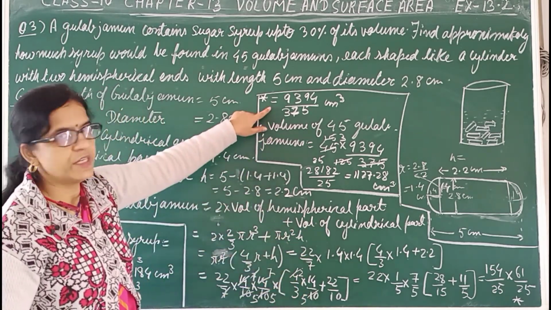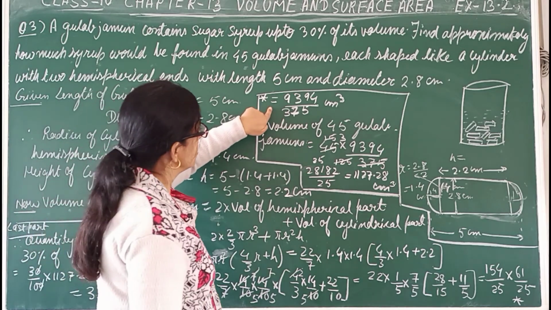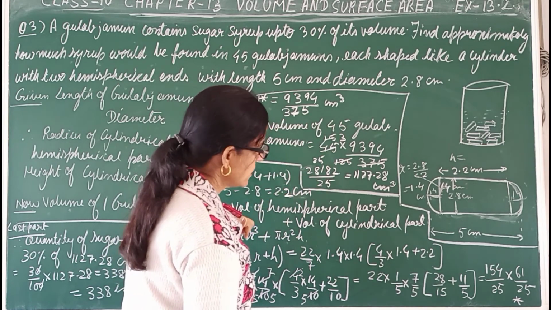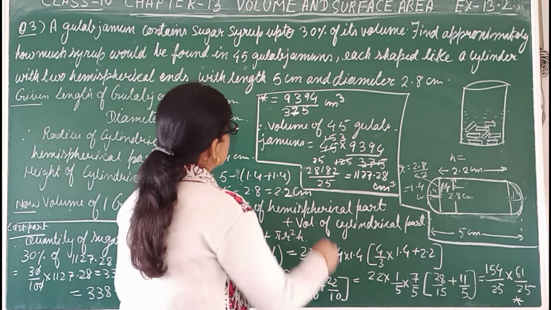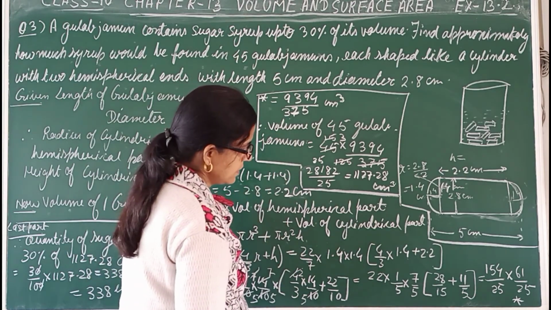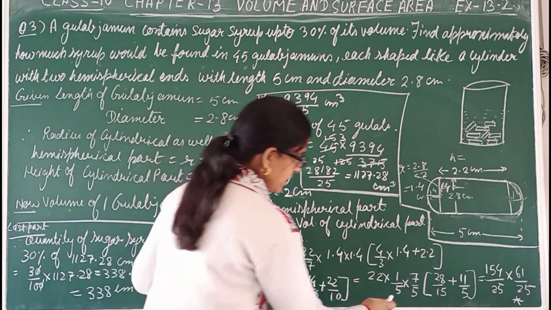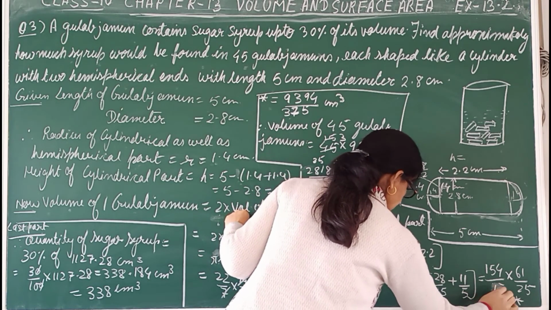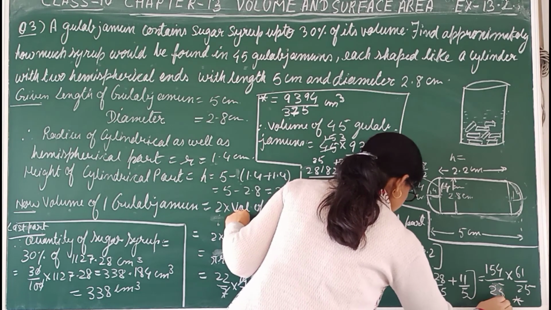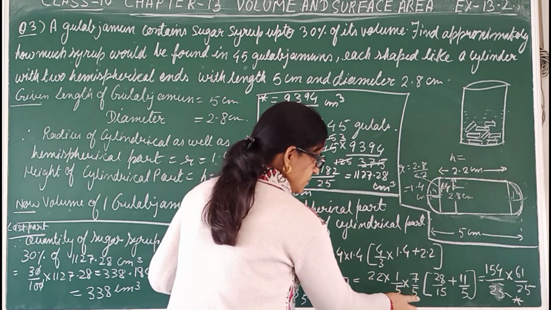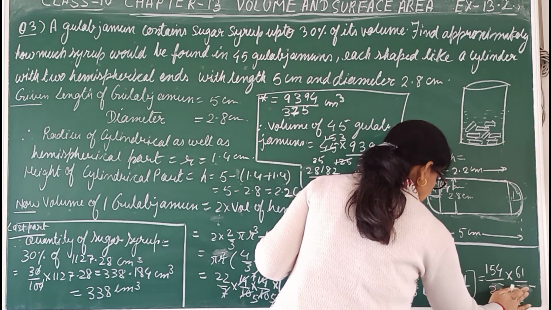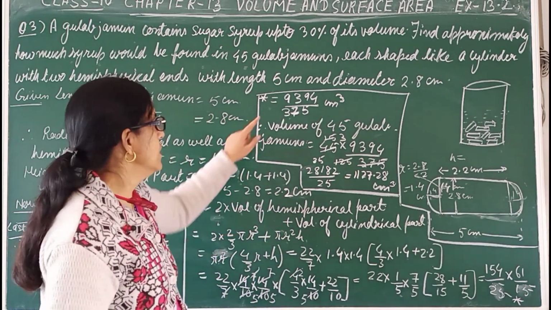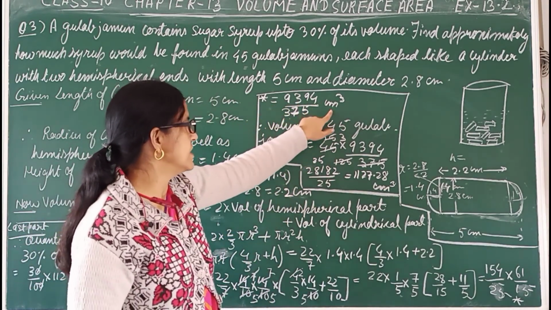That product I have written over here. So 25 into 25 is 625. So over here 375. How is it written? Oh, sorry, very sorry. Over here it is 15. Over here 25, this is 154 by 25 and over here 15. That's why it is 375 over here. So 9394 by 375 centimeter cube.